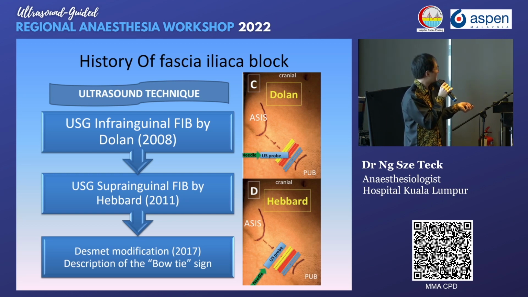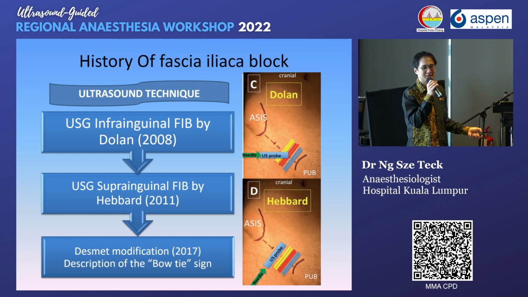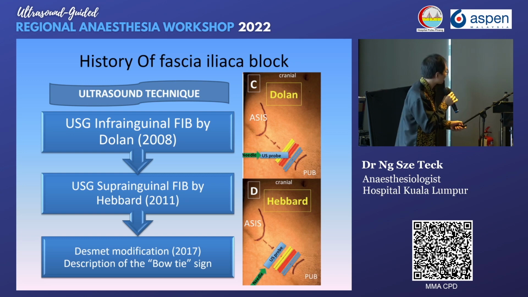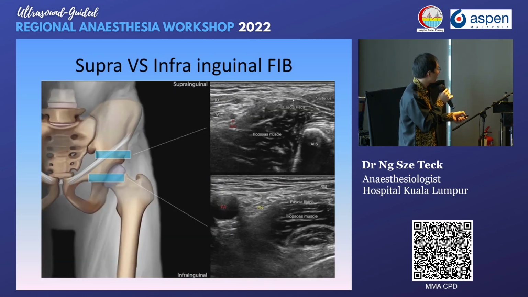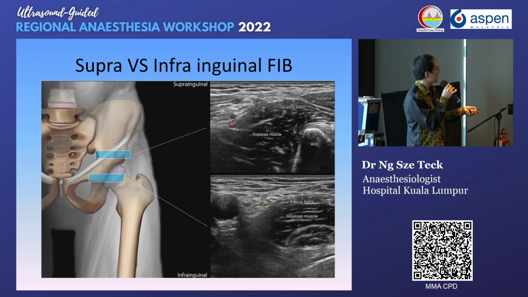Then in 2011, Hebbard introduced the suprainguinal approach. And in 2017, Desmet, the author, modified it a bit, rotated a bit, and described the bow tie sign. All right, so this is the evolution of it from being infrainguinal, just like what you do for a femoral nerve block. You identify the femoral artery, femoral nerve, fascia iliaca. Then you just give the injection at this point, lateral.